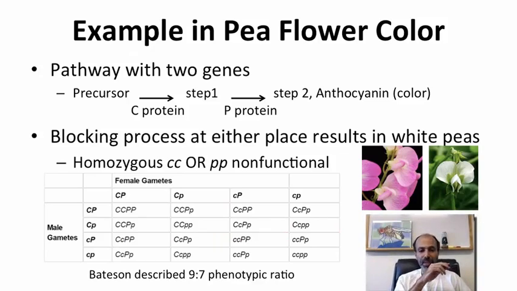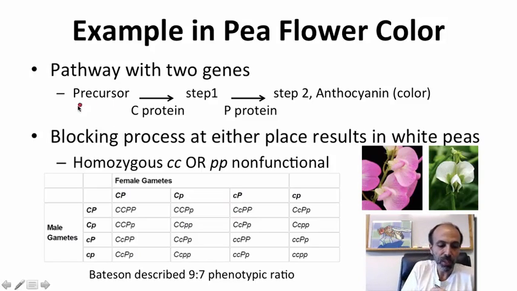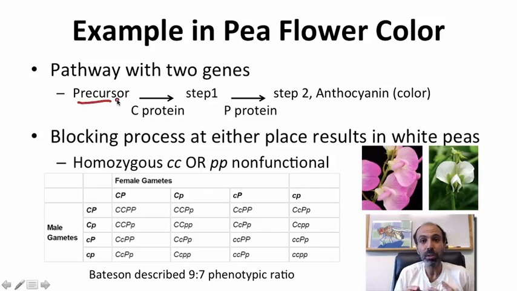Often, especially when you have things like pathways, you can have epistasis. So here is the example of pea flower color. Now, most pea plants will have a nice pink color to them. And there are several steps in the production of this pink color in them. And these steps are genetically determined. So let's imagine you have this precursor. This is the compound that ultimately will lead to the pigment in these pea plants.